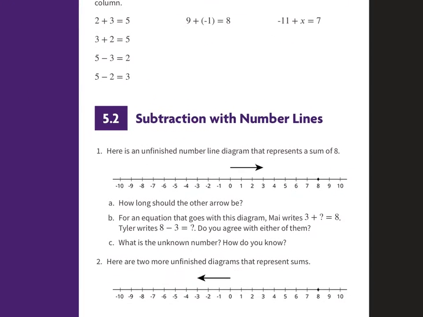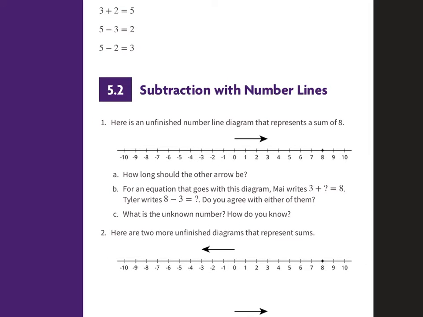It says, here's an unfinished number line diagram that represents the sum of 8. So, if we turn the page, we have the questions. So the questions say, how long should the other arrow be? Well, we have to get from 3 up to 8. So 3 up to 8 is 5 units long.